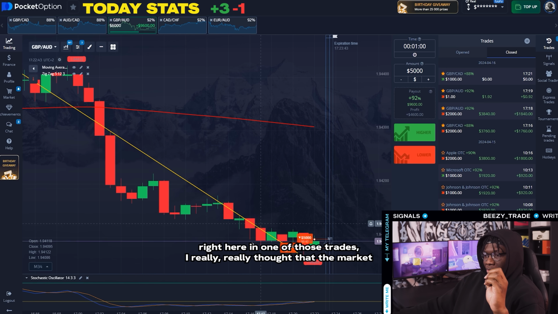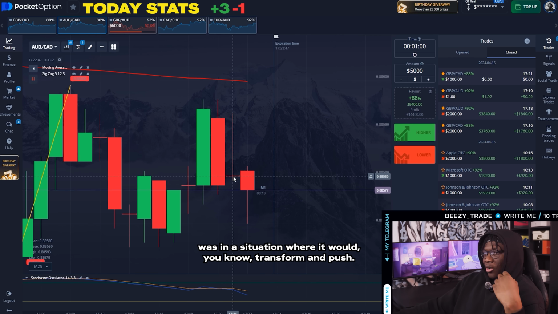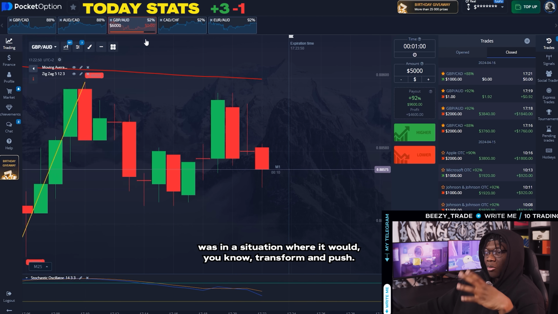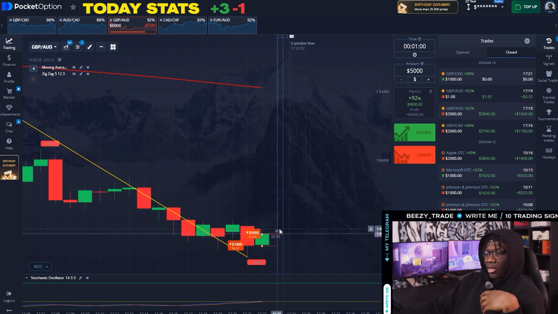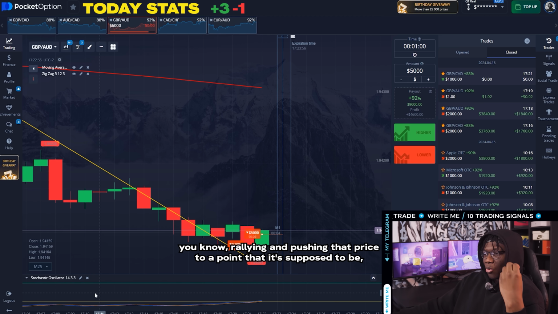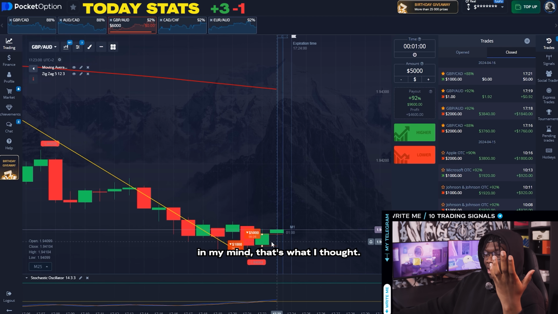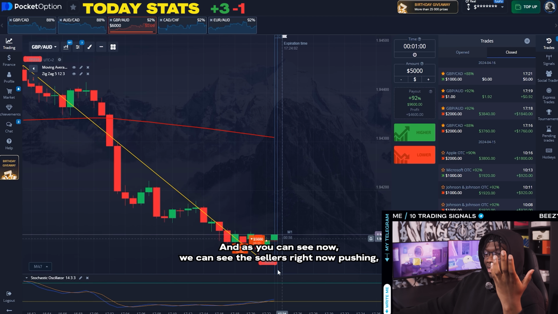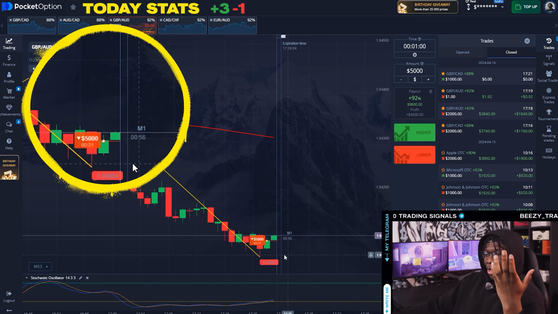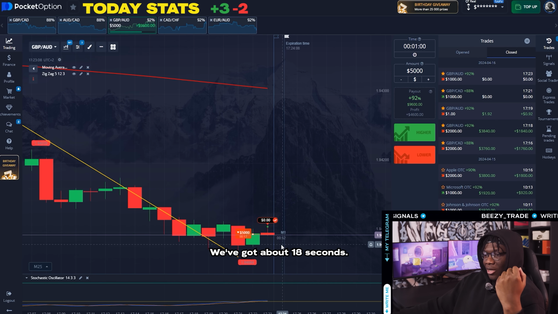Because even though right here in one of those trades, I really thought that the market was in a situation where it would transform and push. The buyers were rallying and pushing that price to a point that it's supposed to be. In my mind, that's what I thought. And as you can see now, we can see the sellers completely pushed out. And we lost another 1,000. We've got about 18 seconds.